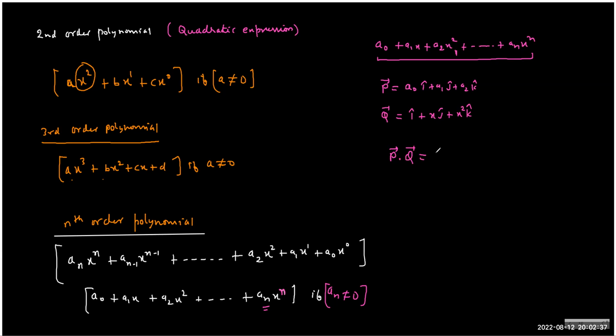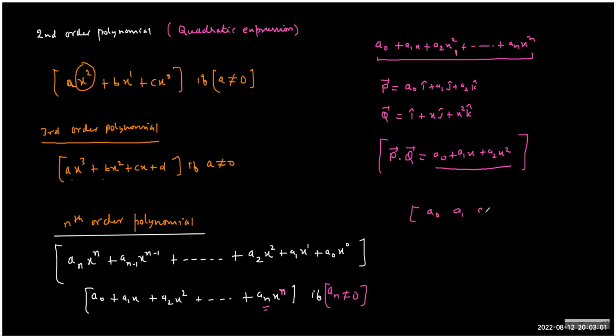You can see i with i, a naught, j with j, a1x, k with k. So up to quadratic, I can write it as a dot product. Beyond quadratic, we write it as a matrix, or matrices, I mean, a product of matrices. So that's very difficult for you as of now.